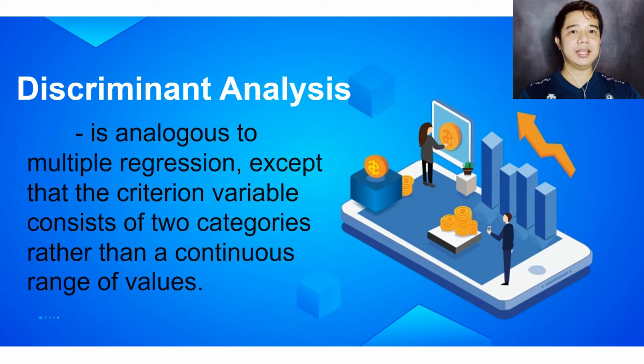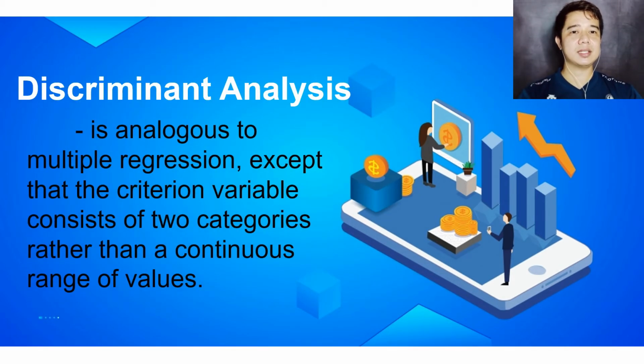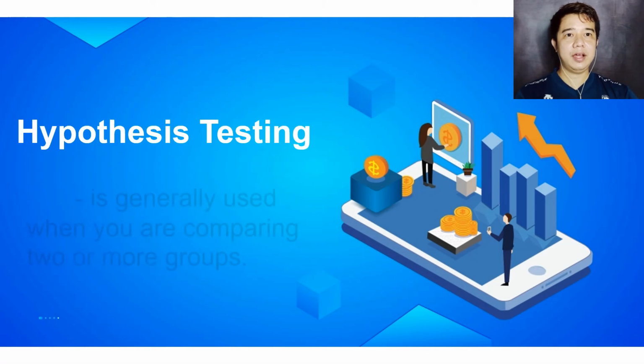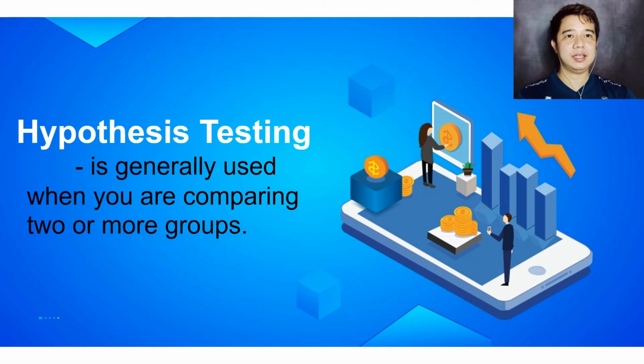Next, discriminant analysis. Discriminant analysis is analogous to multiple regression except that the criterion variable consists of two categories rather than a continuous range of values. Next, factor analysis. Factor analysis is often used when a large number of correlations have been explored in a given study. It is a means of grouping into clusters or factors certain variables that are moderately to highly correlated with each other.